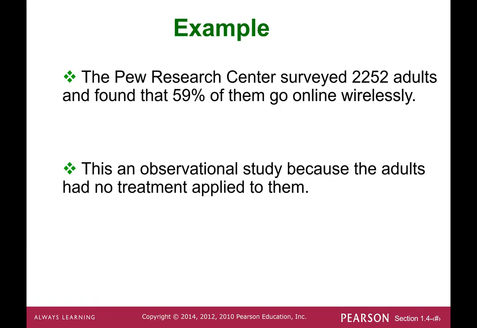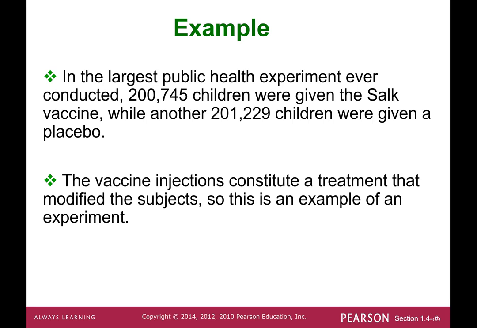The Pew Research Center surveyed 2,252 adults and found that 59% of them go online wirelessly. In this particular research study, the researcher did not apply any treatment to the subjects. So this is a typical observational study. They just observe and collect the data from the subjects without modifying anything.